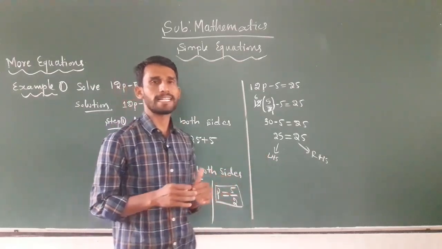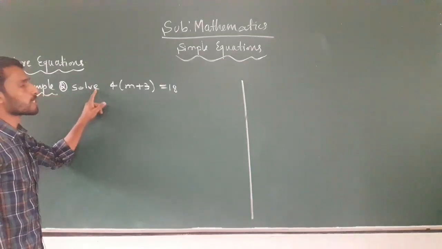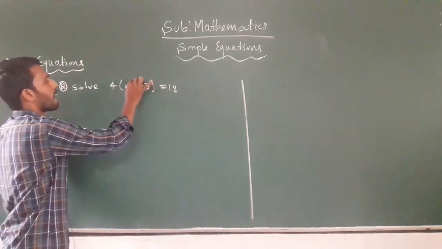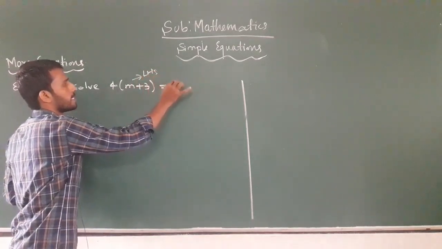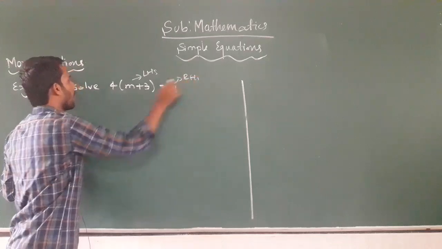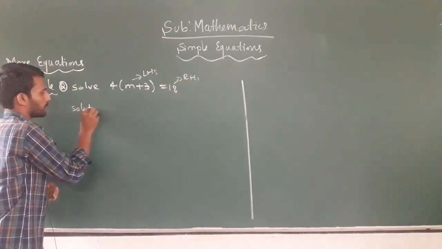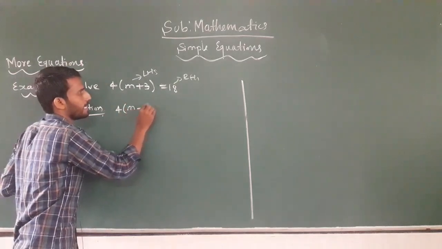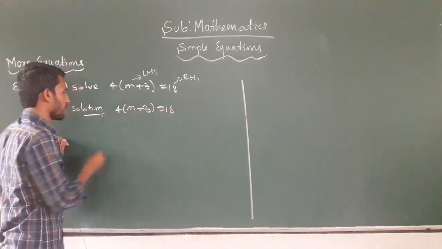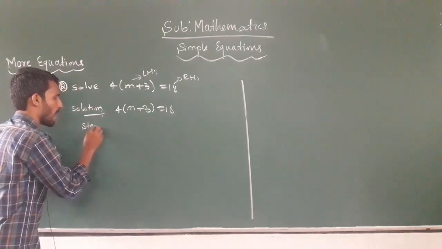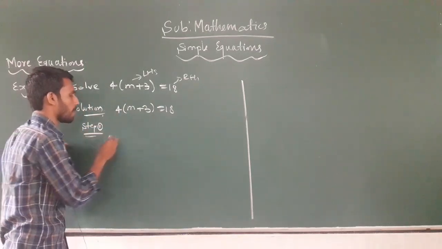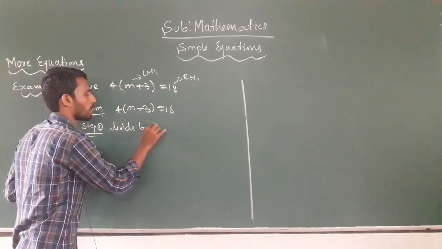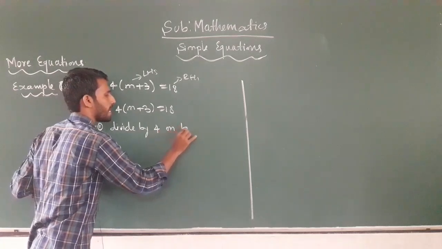Dear students, next I am taking your second example. Here, solve 4 in the bracket m plus 3 is equal to 18. This is the LHS and this is the RHS. Okay, now let us see the solution. 4 in the bracket m plus 3 is equal to 18. Dear student, first step here, step 1, we have to divide by 4 on both sides.